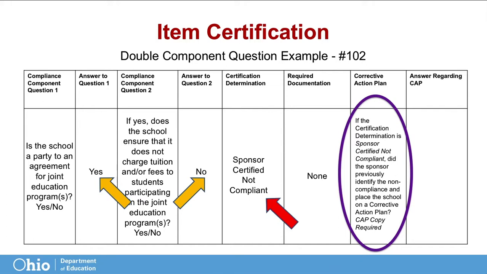As stated earlier, the vendor will review the submitted corrective action plan, if applicable, and the sponsor will be considered compliant for the item if the plan sufficiently addresses the not compliant item.